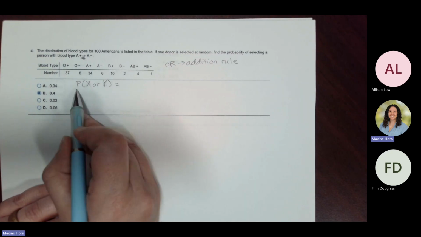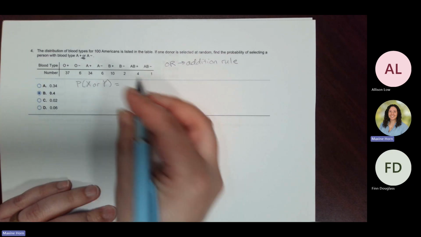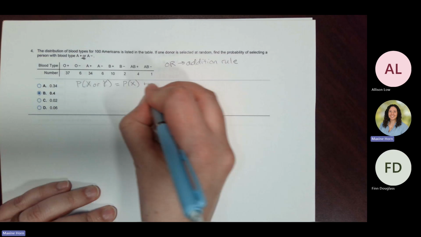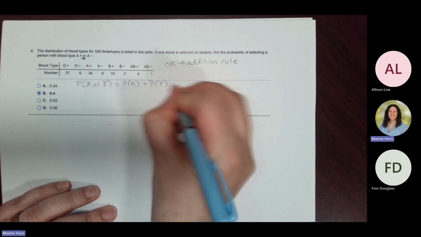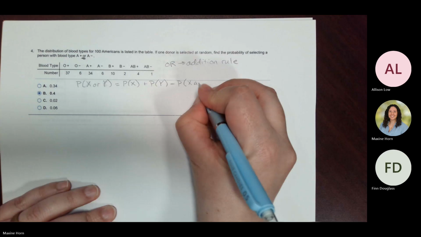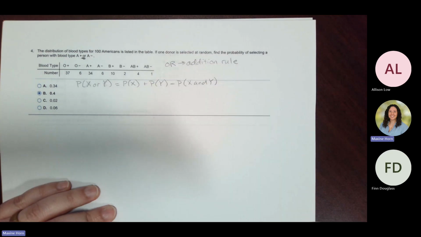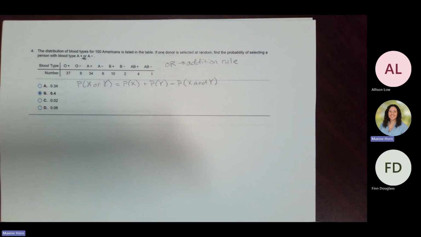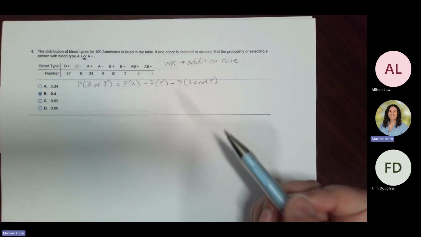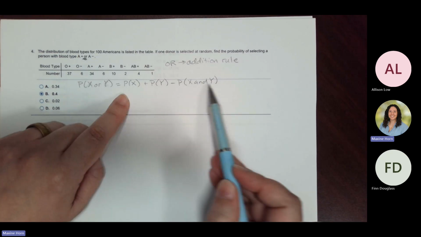Okay, so the probability of event X or event Y is the probability of event X plus the probability of event Y, and then you subtract the probability of where those two events overlap, the probability of X and Y. So sometimes when you're solving problems where you're looking for an or, probability of this or that, you're going to have to use this whole equation.